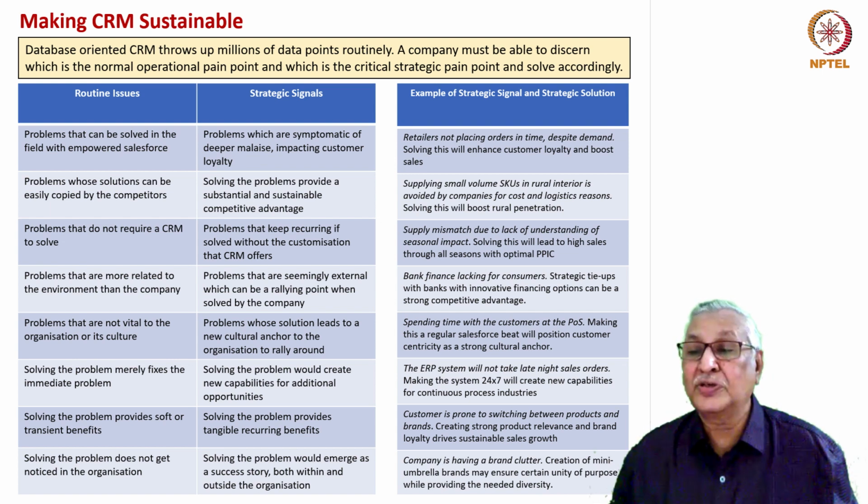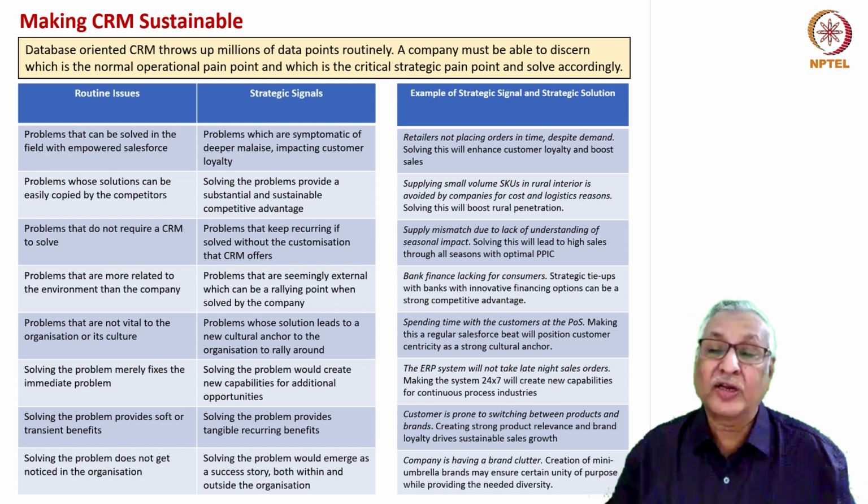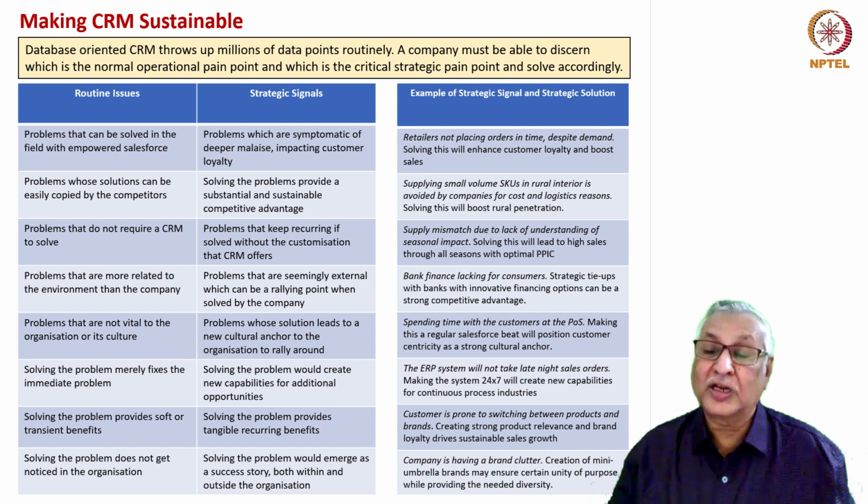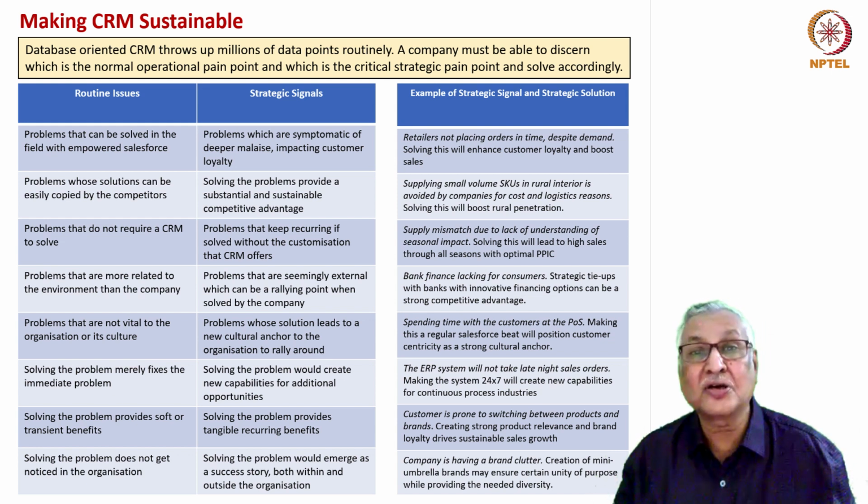Supplying small volume SKUs in rural interior is avoided by companies for cost and logistics reasons. Solving this problem will boost rural penetration without doubt. Supply mismatch due to lack of understanding of seasonal impact is a strategic signal. Solving this will lead to high sales through all the seasons with optimal production planning and inventory control. Lack of bank finance for consumers is a strategic signal, more so in times of recession. Strategic tie-ups with banks with innovating financing options can be a strong competitive advantage.